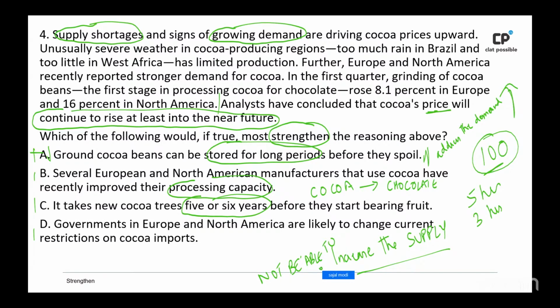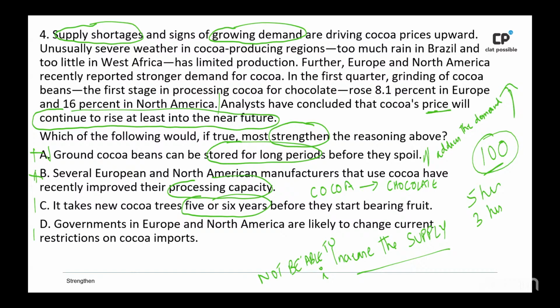Why? It takes new cocoa trees 5 or 6 years before they start bearing fruit. So the supply of cocoa cannot increase immediately. So C shows that the supply pressure will continue to persist, and therefore C supports the claim that price will continue to rise. C is a better option than B. We can let go of B.